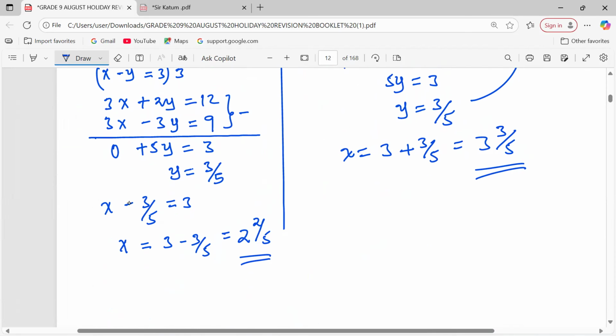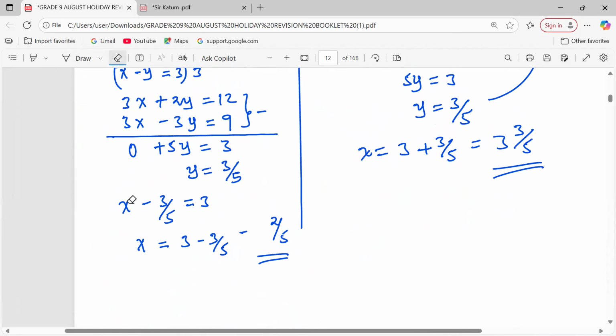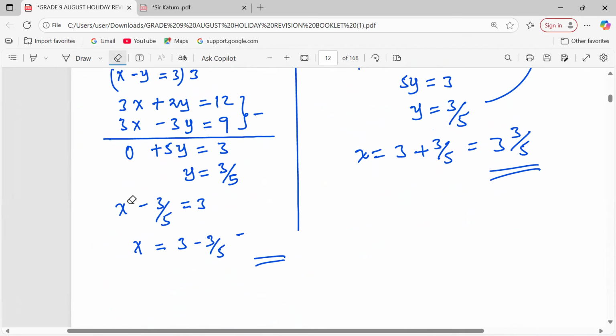In the first equation, there must be something we made wrong. Remember, when we were solving the first one, we are supposed to understand that when we take 3 over 5 to the other side, it should be added and not subtracted. So it should give us 3 and 3 over 5.